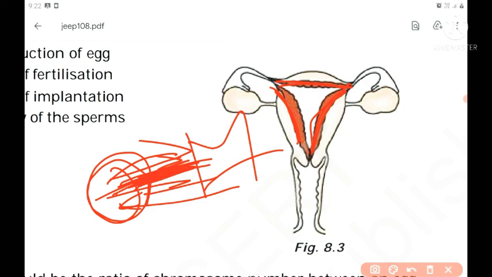Next, the lining will be richly supplied with blood vessels so that, see, when an embryo is growing, it obviously needs some amount of nutrition. To meet this required amount of nutrition and oxygen, this placenta will be there, and there will be many blood vessels in the lining so that it can reach the required amount of oxygen and nutrition required for the fetus.